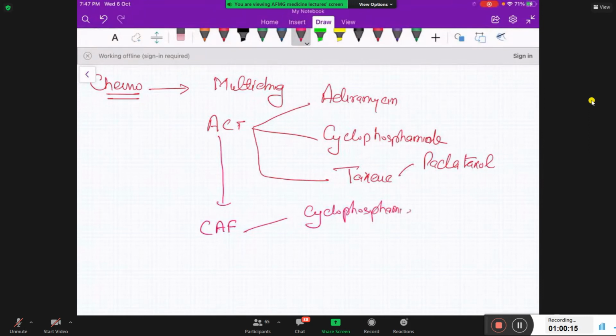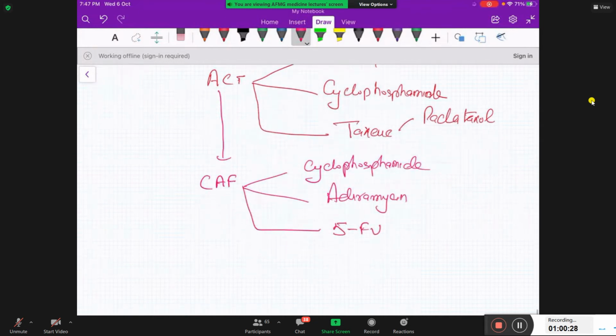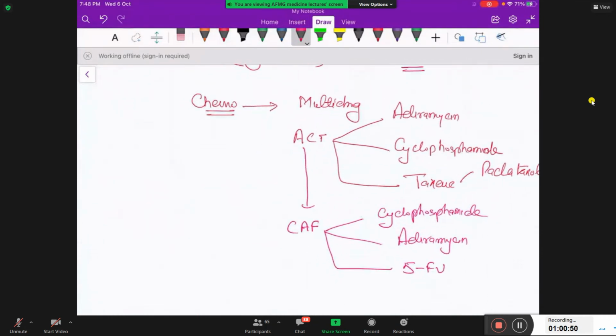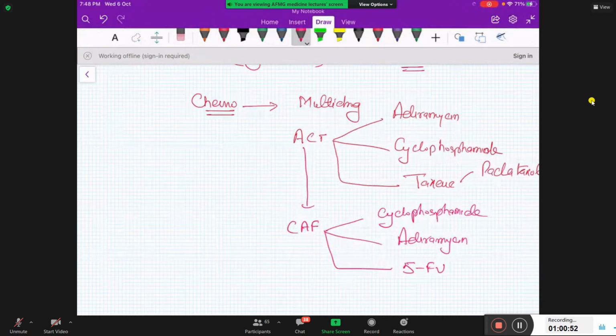Cyclophosphamide, adriamycin, 5-fluorouracil. Cyclophosphamide, adriamycin and 5-fluorouracil. Okay, अब these are the chemotherapies which we are going to give.